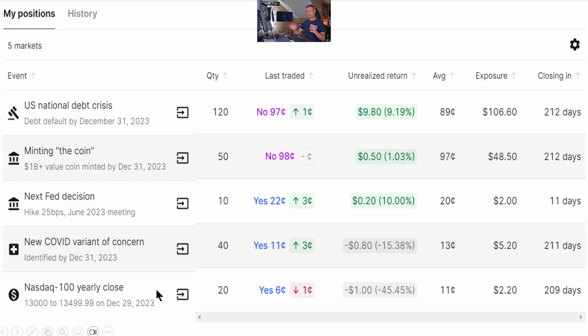NASDAQ yearly close. These are always fun. This is a bucket trade. Will it finish between a certain level? Will it finish inside of that bucket?